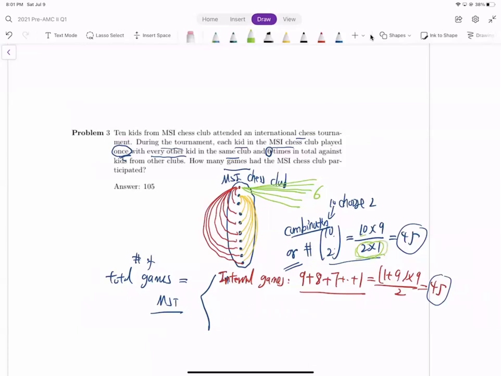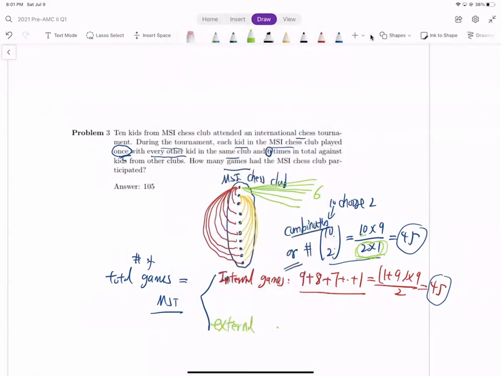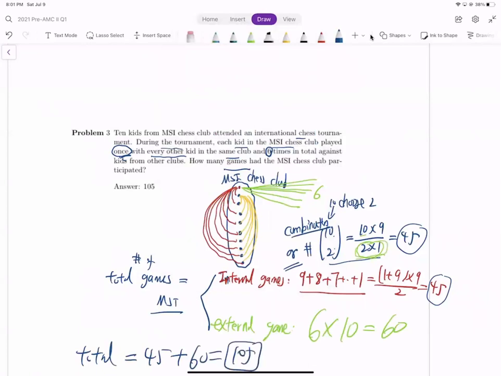So 45, and then we do the external games. Each member plays 6 times, so it obviously will be 6 times 10, which is 60. Then we add it together. The total will just be 45 plus 60, which is 105.